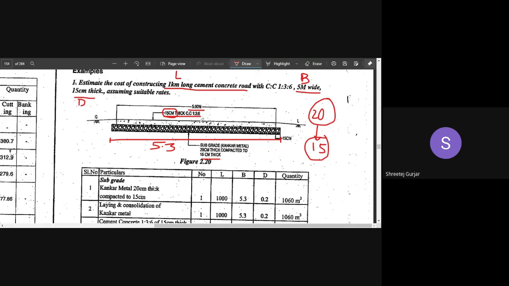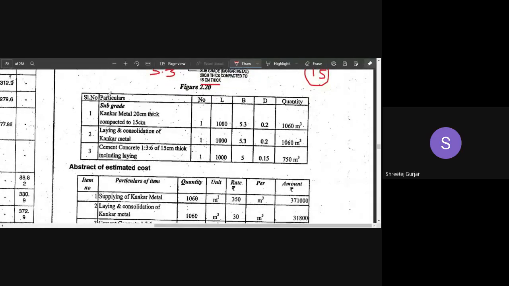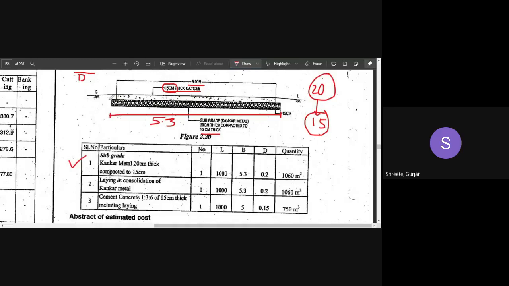So let us move on and look into detail how we do that exactly. The first thing, starting from the bottom, we have a subgrade. Right at the bottom we have the subgrade. So what is it made up of? Cone and metal 20 centimeter thick. So you have to write whatever it is made up of. So it is made up of cone and metal 20 centimeter thick.